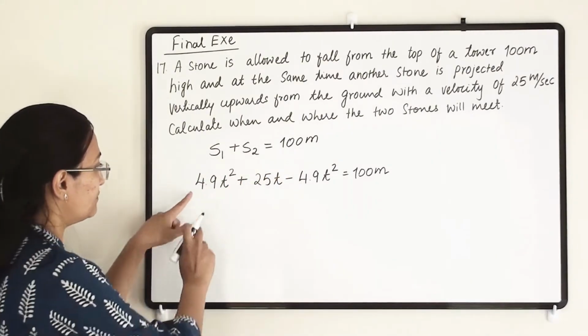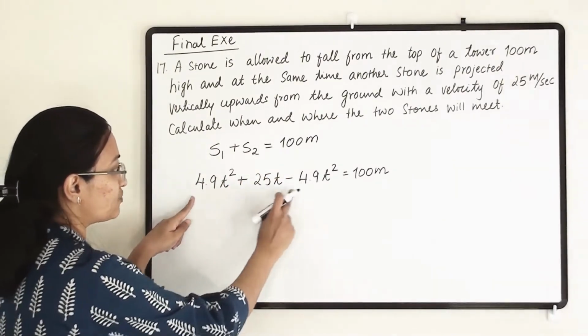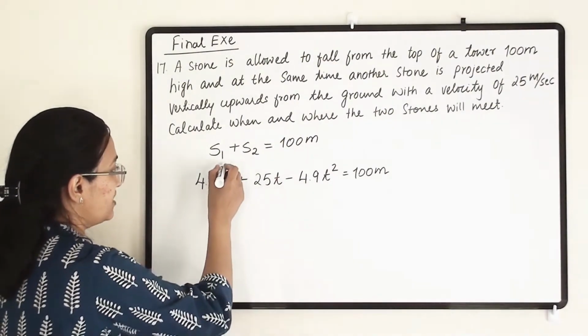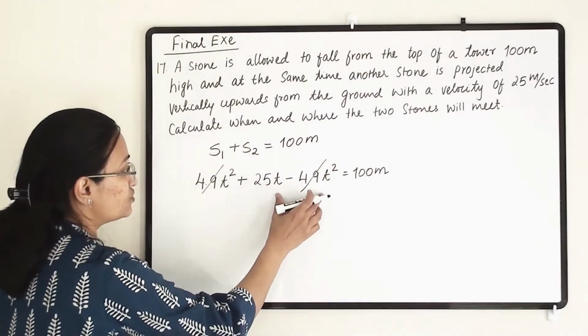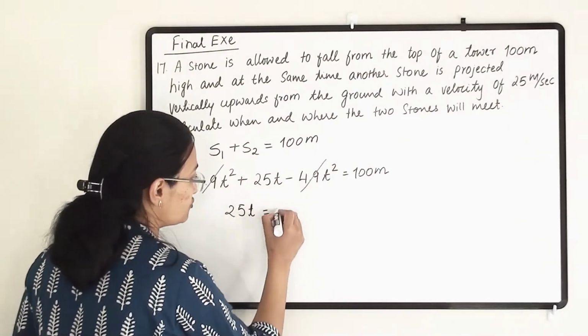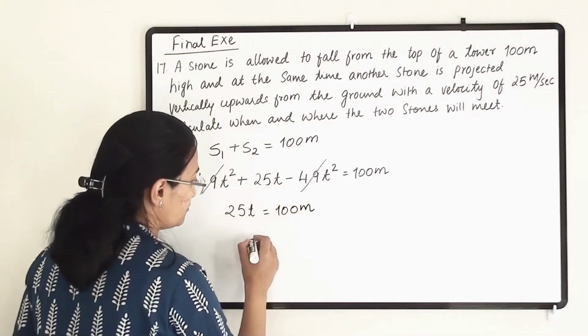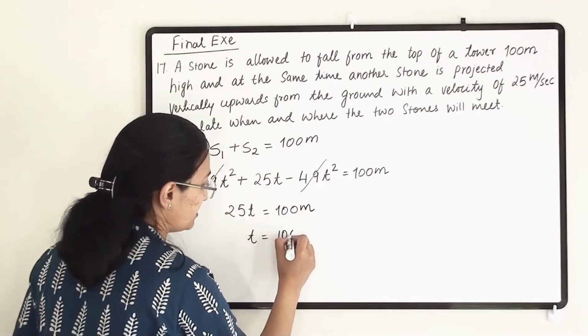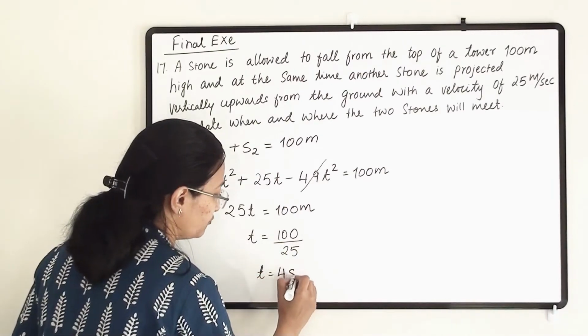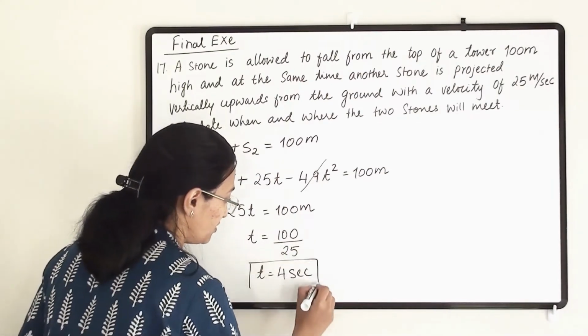get this. Now you can see here 4.9 t square and 4.9 t square both have opposite sign. So we can cancel out these two terms. So we will get 25t equals to 100 meter. So t equals to 100 divided by 25. So t equals to 4 seconds. So here we got the time.